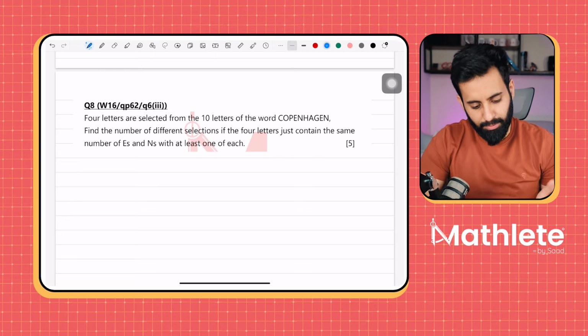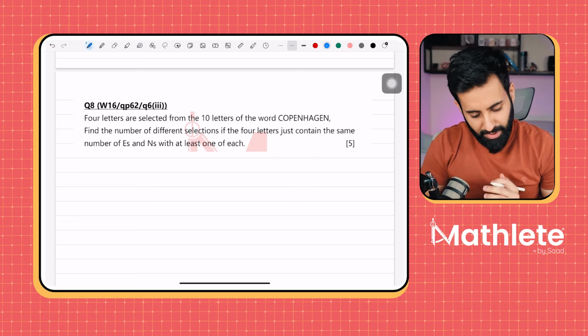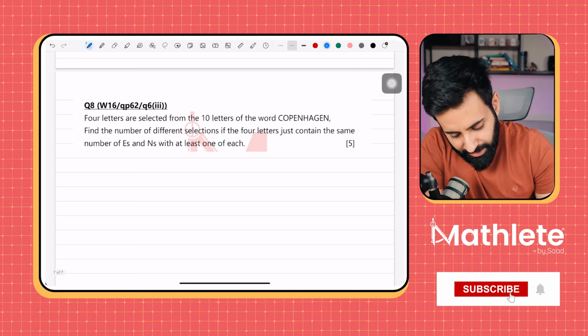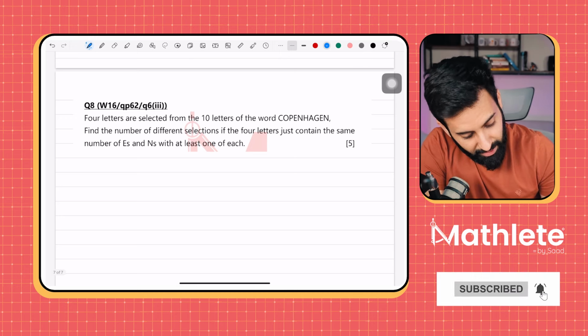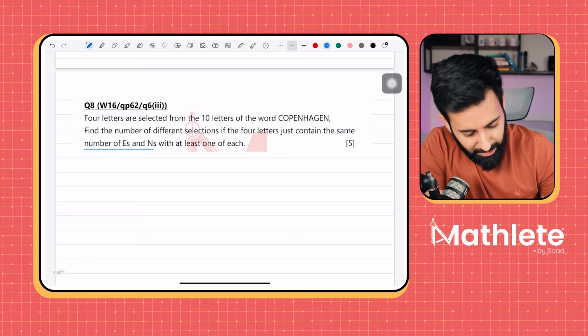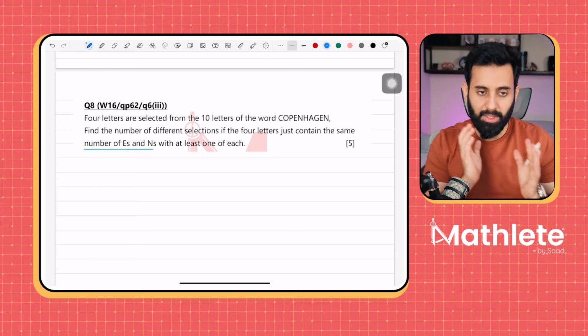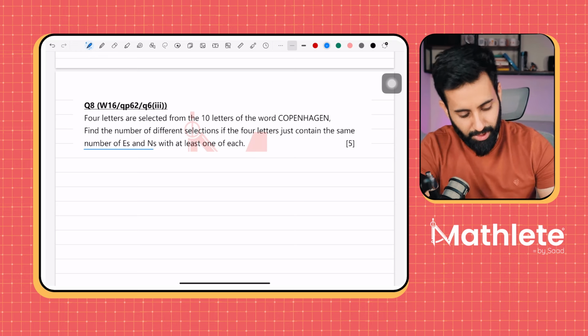Let's see what this says. 4 letters are selected from the 10 letters of the word Copenhagen. Find the number of different selections if the 4 letters contain the same number of E's and N's with at least one of each. So that means you can't have a selection where you have no E's and no N's, because you've got to have at least one of each.